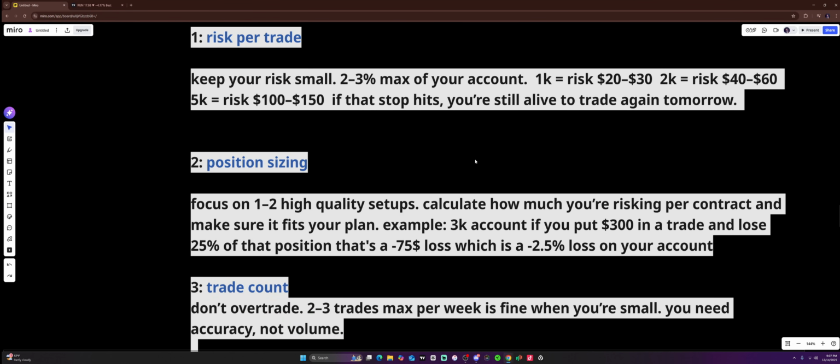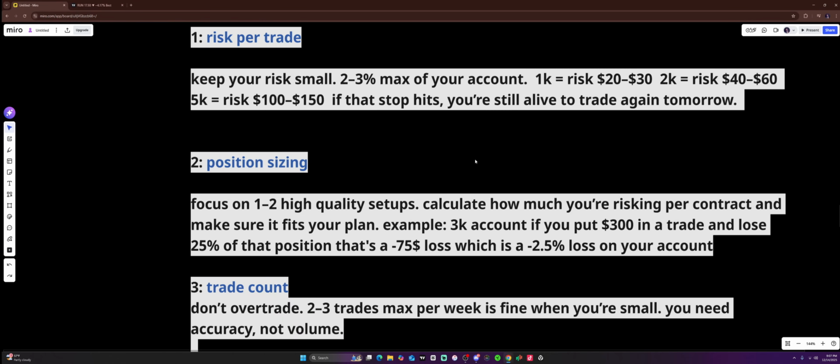Position sizing is very important because you don't just want to put a random amount into the setup. You don't just want to trade random stuff and just hope that it wins and put a random amount in there, right? It's very important to actually do a little bit of math in this game. So with position sizing, you want to focus on 1 to 2 high quality setups. You want to calculate how much you're risking per contract and make sure it actually fits your plan.